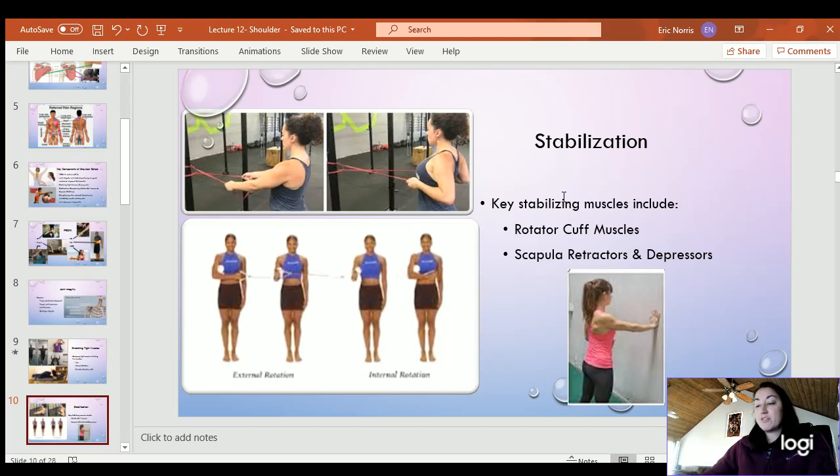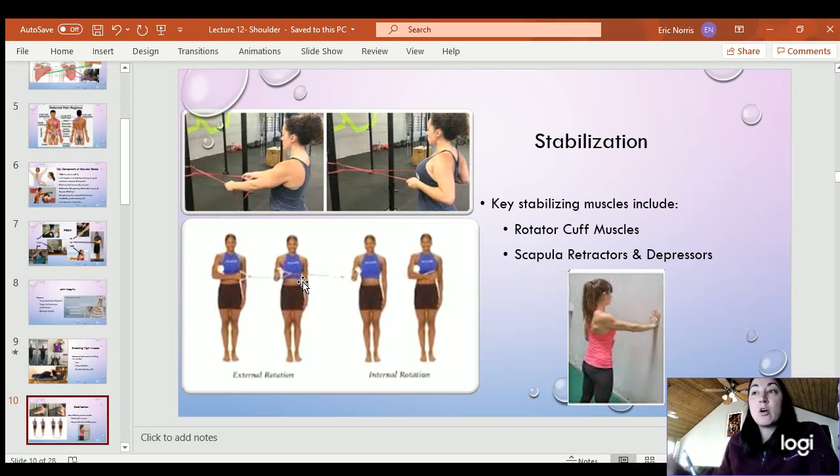Stabilization. So one of the key components of any treatment to the shoulder is going to be focusing on stabilization. The main areas we want to strengthen are the rotator cuff muscles and then the scapular retractors and depressors. So pulling the scapula down and back is the most key, down and back. So with the rotator cuff muscles, we can do internal and external rotation, whether that's with a TheraBand or with a pulley system or isometric. However, we need to start strengthening that.